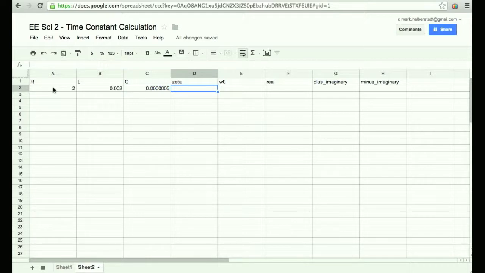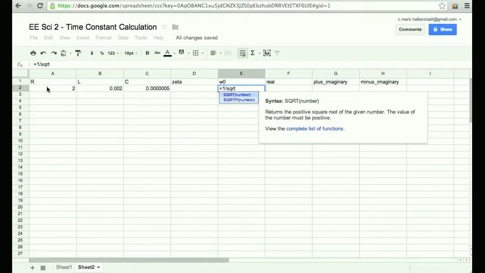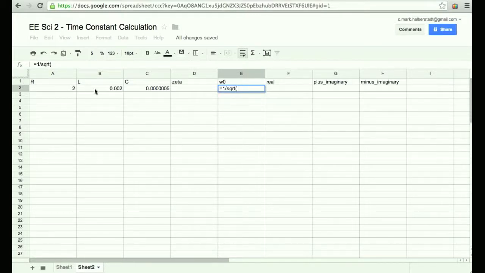Omega naught is always equal to 1 over the square root of L times C. Oh, I can't do that, can I? L times C. And zeta is always equal to R over L divided by 2 omega naught. Yeah, that's the same value of zeta we were just getting on the previous page, right? 0.0158. There you go.